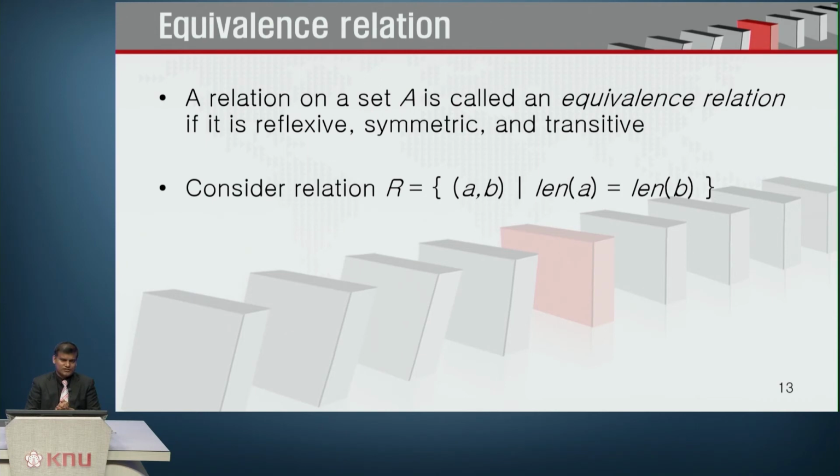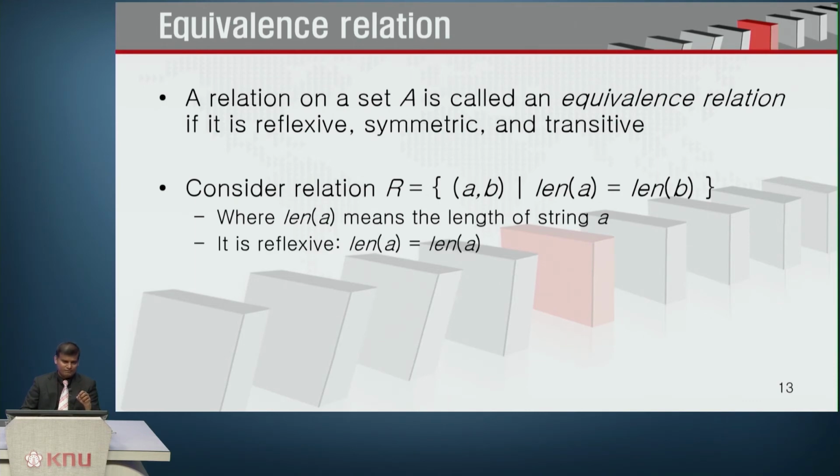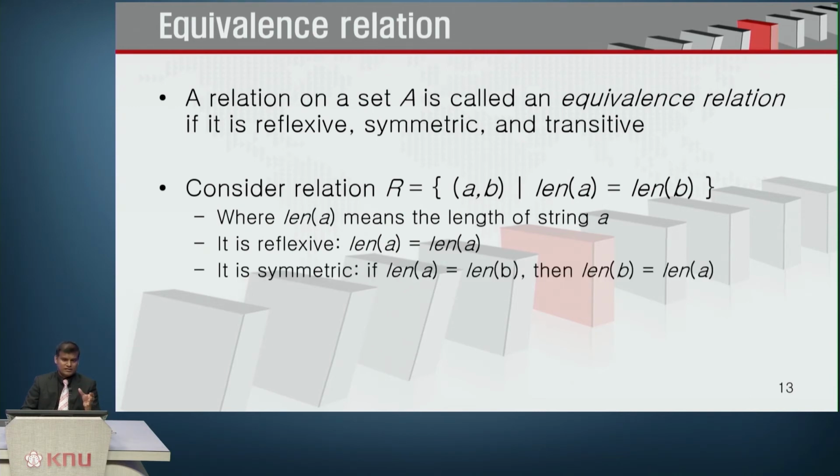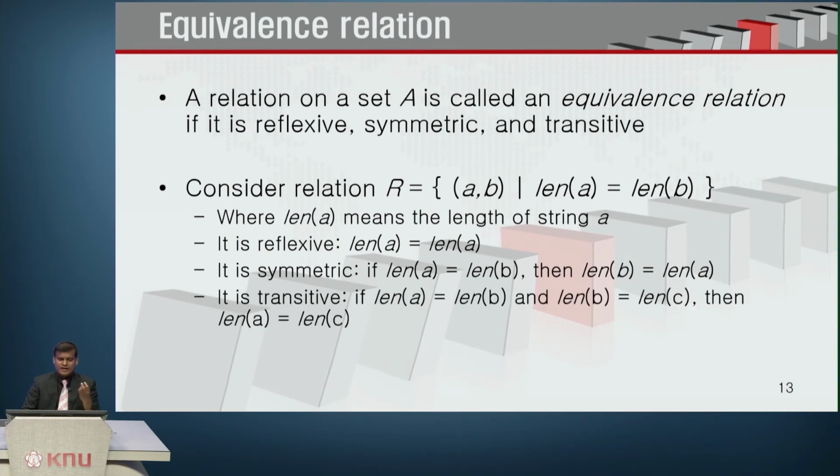Let's talk about what this is all about. Consider the relation R on pairs A and B such that length A equals length B. Now we are trying to find the equivalence relation with respect to reflexive, symmetric and transitive properties, where length A means the length of string A. It is reflexive because length A equals length A. It is symmetric because if length A equals length B, then length B equals length A. It is transitive because if length A equals length B and length B equals length C, then length A equals length C. So R is an equivalence relation, established by means of these three properties.